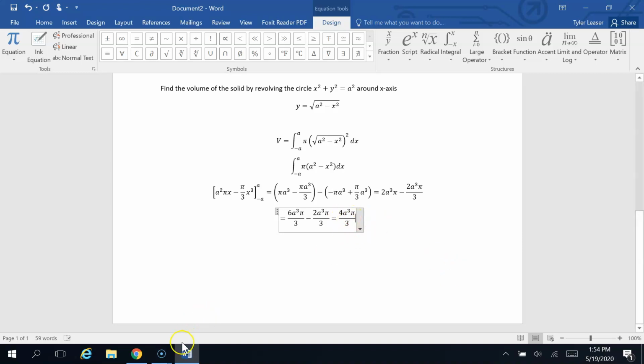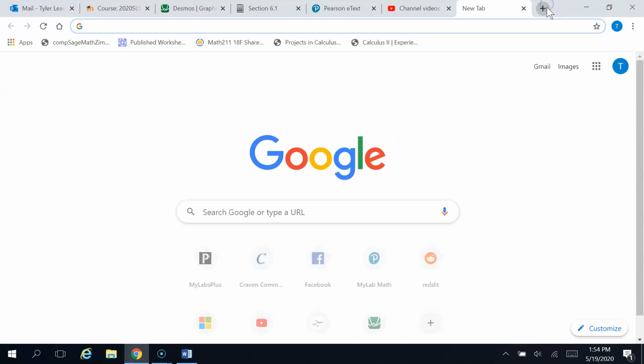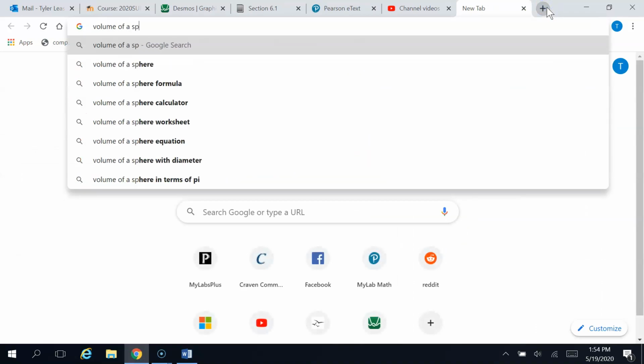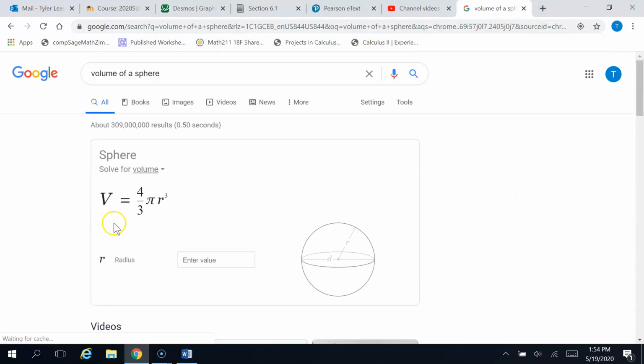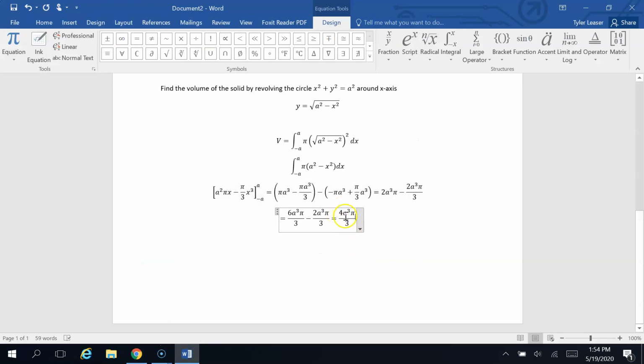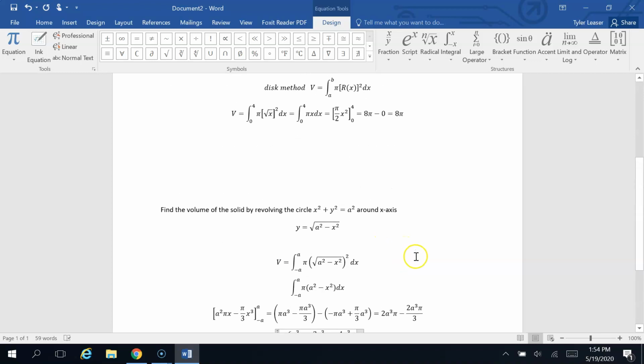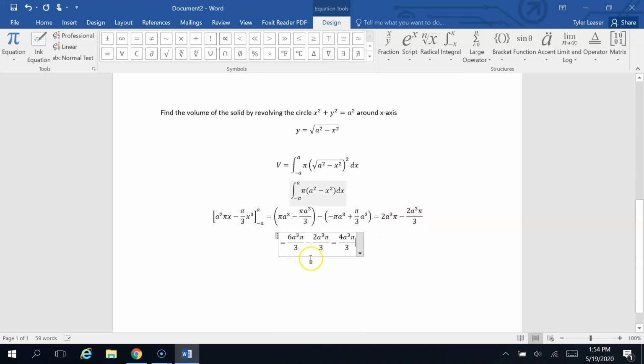So if I go to Google here, and I Google the volume of a sphere. Yeah, right. So the 4/3, the pi, and then the radius cubed. So going back to our answer, the 4/3, the pi, and then the radius cubed. So yay, all right, the disk method really does work, even for these generic questions where we're just trying to find the volume of a sphere.